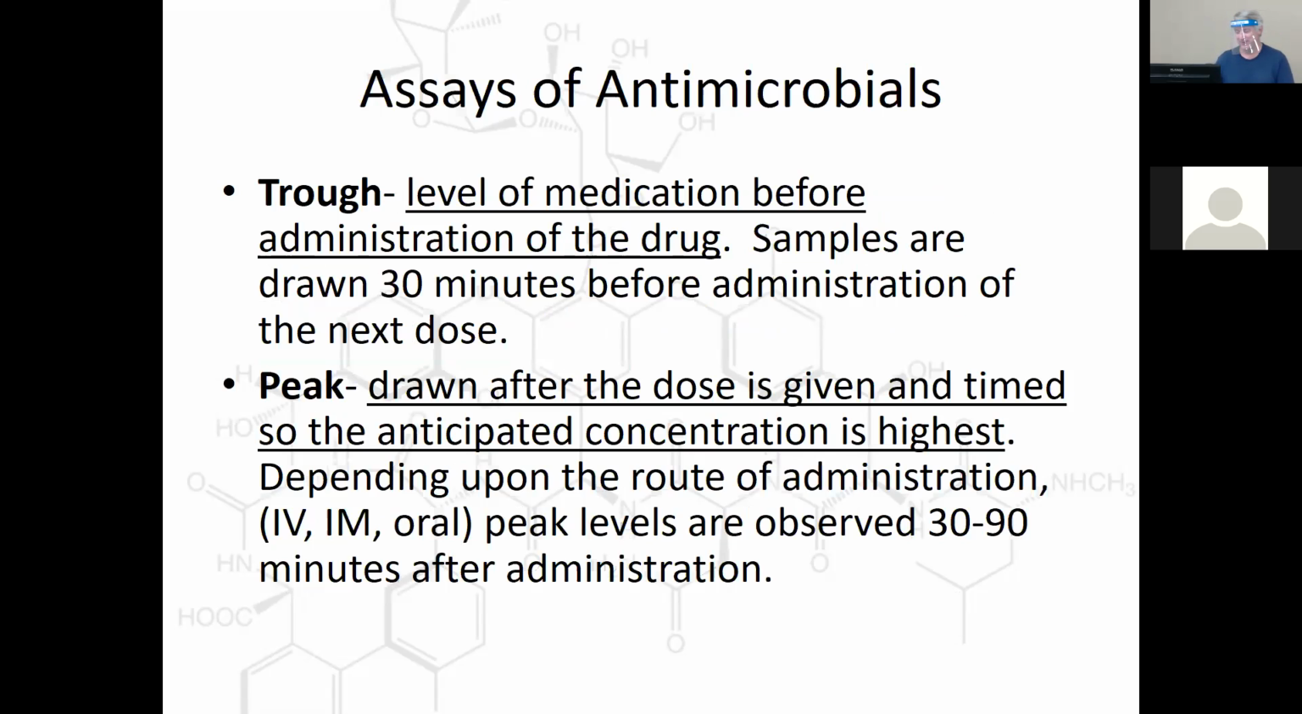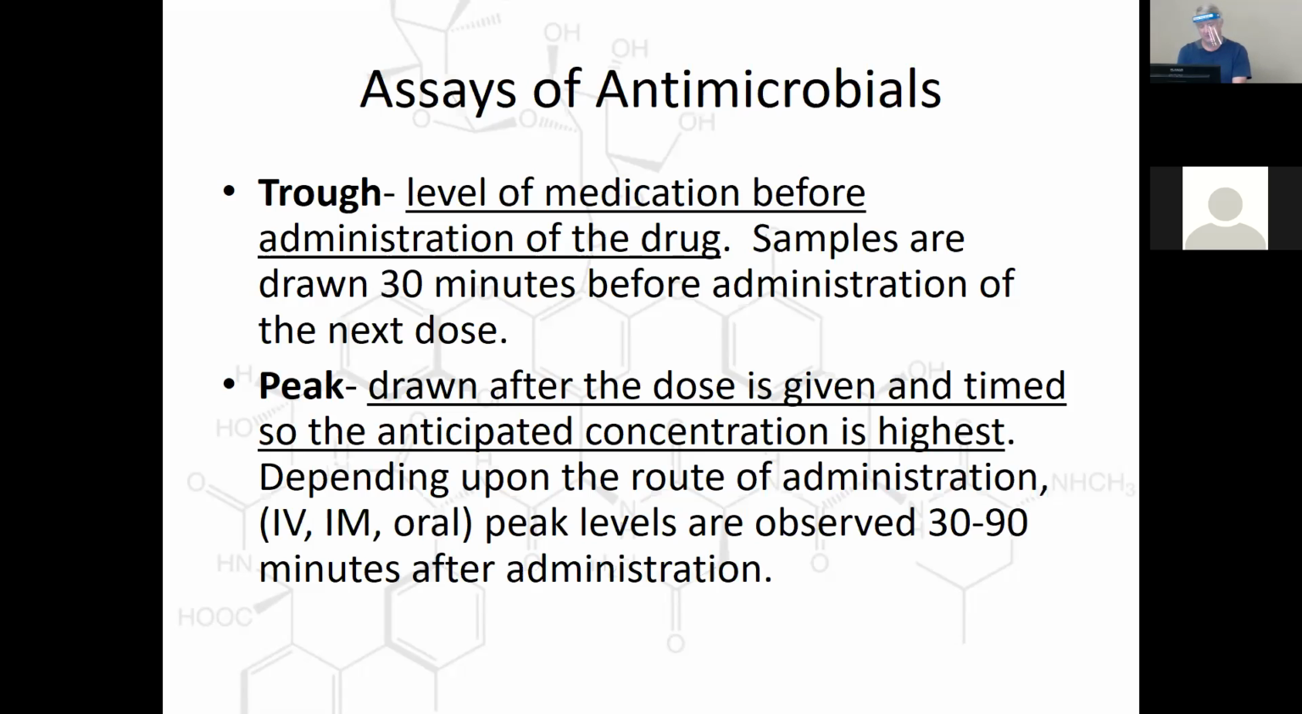The trough is the level of medication before administration of the drug. Samples are drawn 30 minutes before administration of the next dose. Okay, so as you're seeing this laid out for you, I hope you understand. For many, many years, everybody in the lab felt trough was the start of the process.